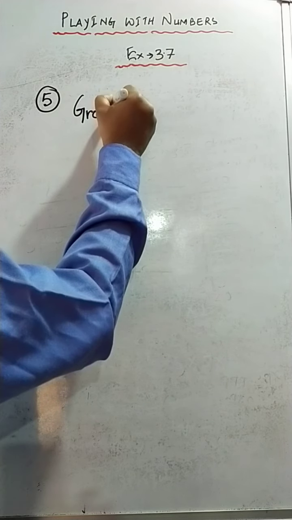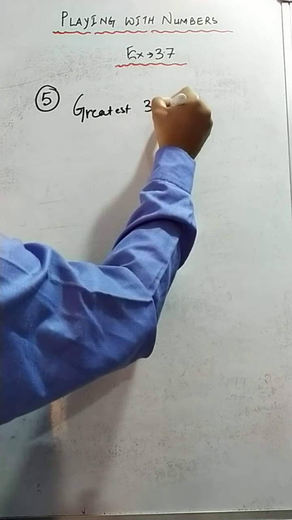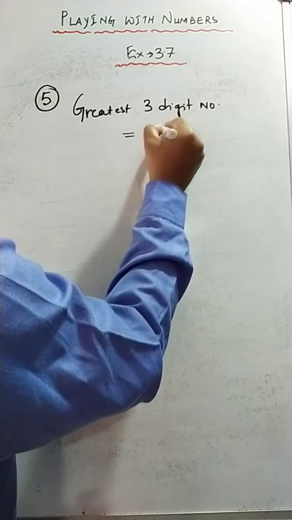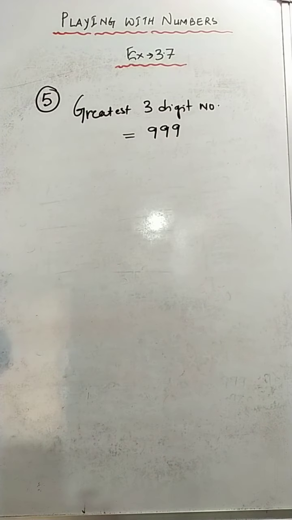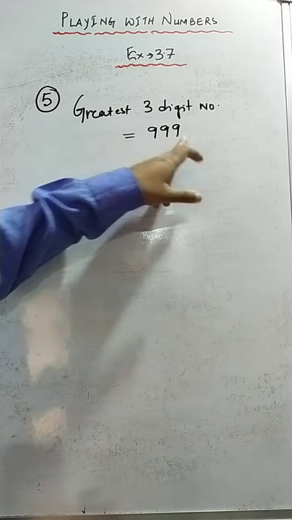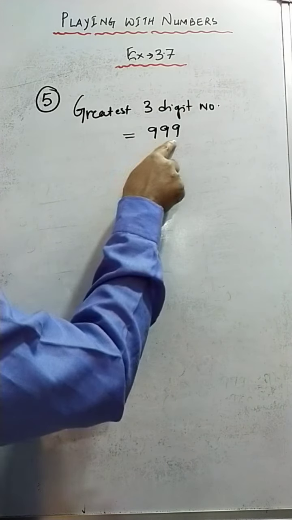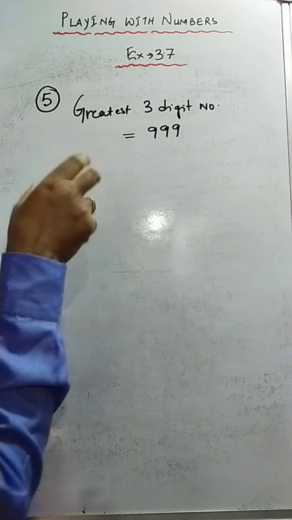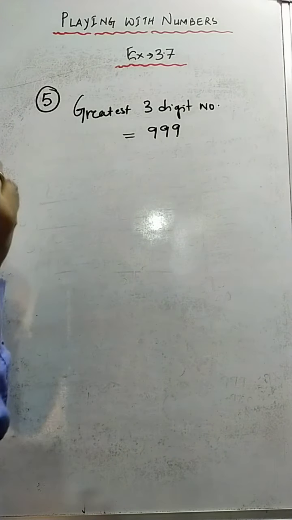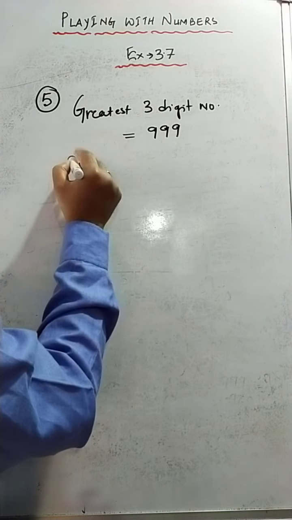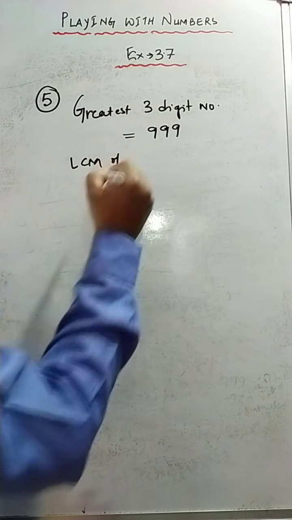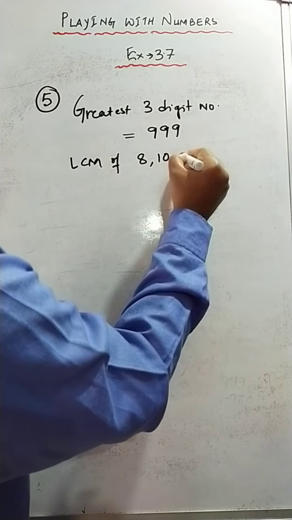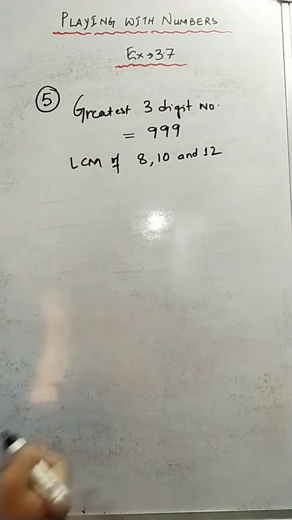It's the greatest 3-digit number. So what is the greatest 3-digit number? It is 9, 9 and 9, isn't it? So this is the greatest 3-digit number, but it is not the greatest 3-digit number which is divisible by 8, 10 and 12. So we have to find it out. Now how to get that particular number? For that, the first thing that you have to do is find out the LCM of those 3 numbers, that is 8, 10 and 12. Fine.